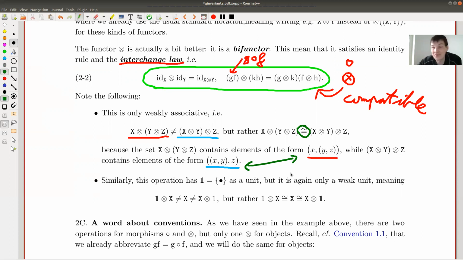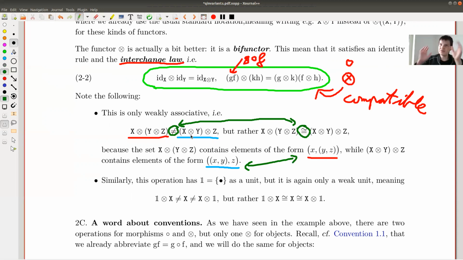Whether I put my brackets first in the second slot or in the first slot, that doesn't really matter, right? However, this is a slightly tricky difference. They're not equal, they're only isomorphic. Keep that in mind. And already in this easy example, that's what you see.